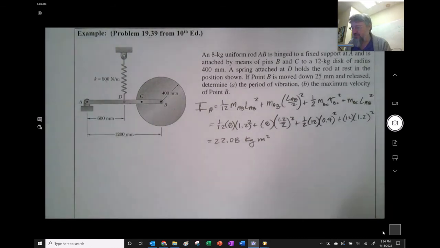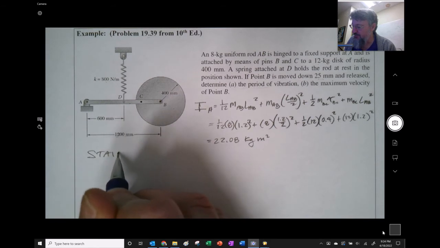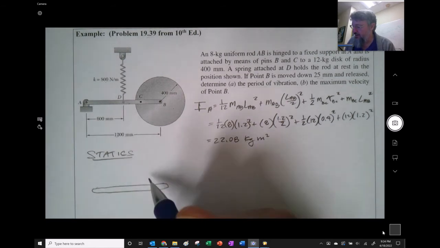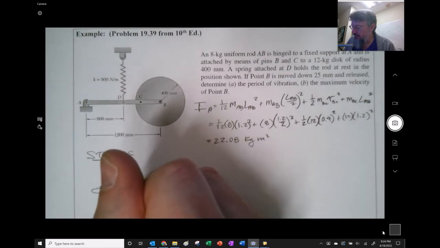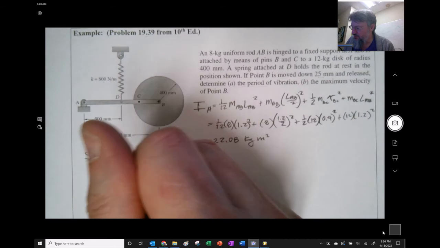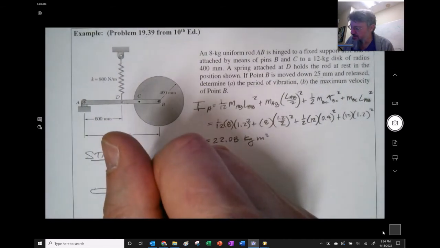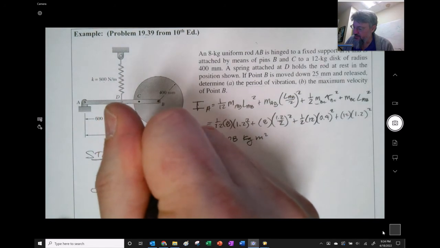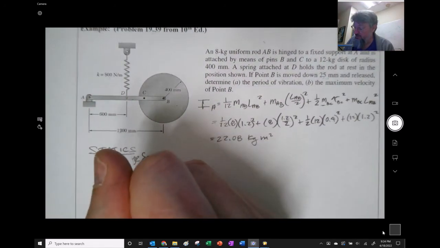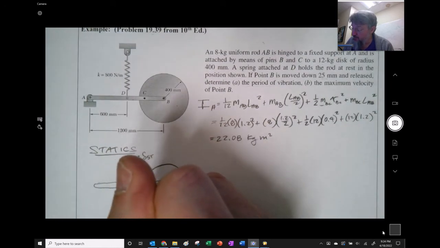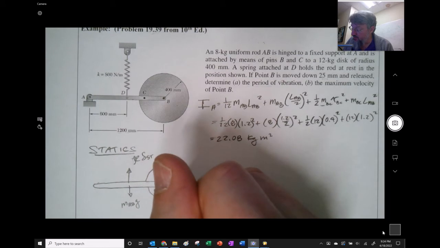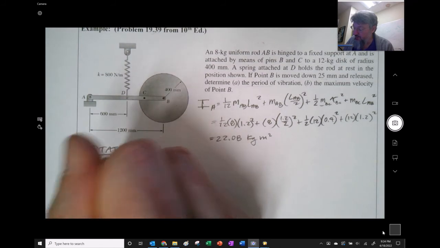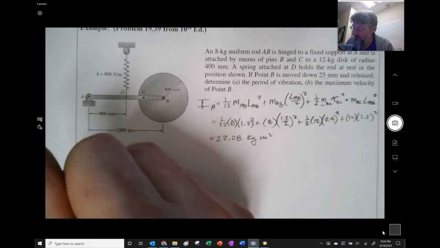So we say, well, what happens in the static case? We go to statics. We're going to have the rod and the disc, and it's going to have this force right here. Let me just call it K times the static deflection. We also have M_AB G, and from the disc right here, we have M_BC G. I forgot to put in the reactions, and I forgot to call this an FBD, by the way. So this is R_AY and R_AX.